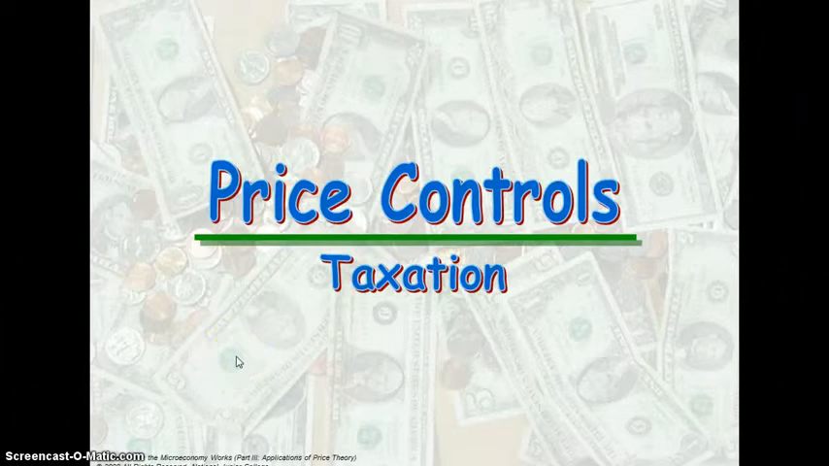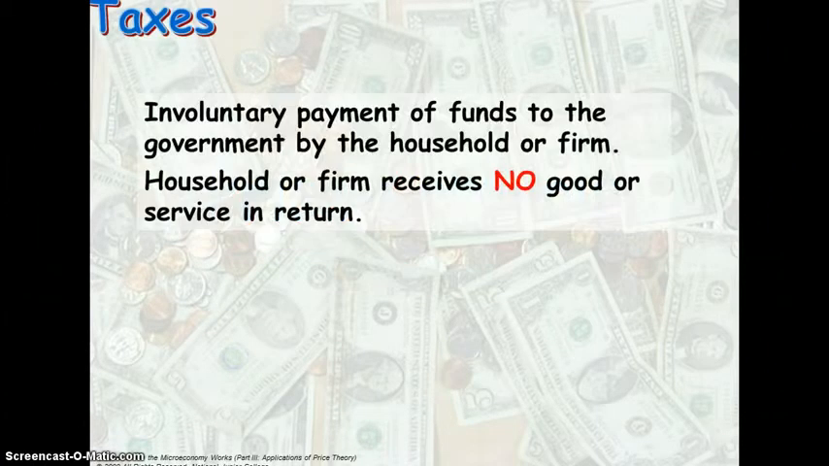In this video, we'll be looking at three things: definition of taxes, the types of taxes, and how the taxes are reflected on a diagram. First thing, definition of taxes. It refers to the involuntary payment of goods and services to the government by households or firms for which they do not receive any goods and services in return.